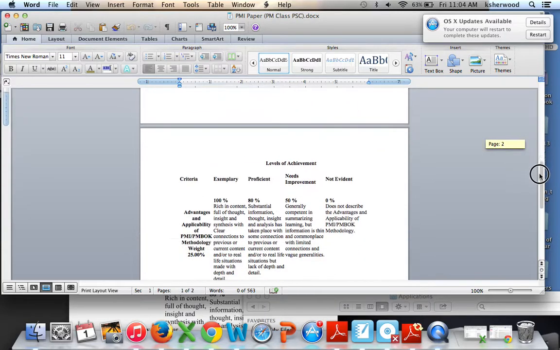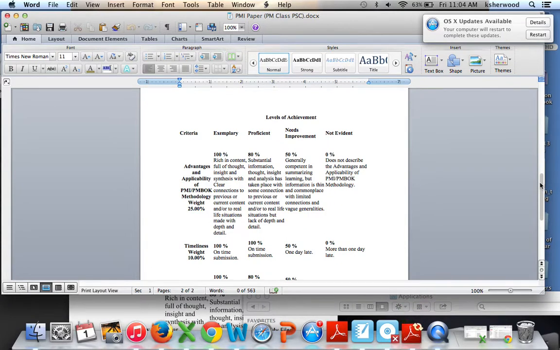And then the last section is going to be advantages and applicability of PMI or PMBOK methodology. This is where you'll talk about what the organization does to benefit its members, what the methodology from PMBOK can help with. Most notable, of course, is standardization, so everyone speaks the same language, knows what to expect, etc. And those are the 3 sections, just about a page or so of each.